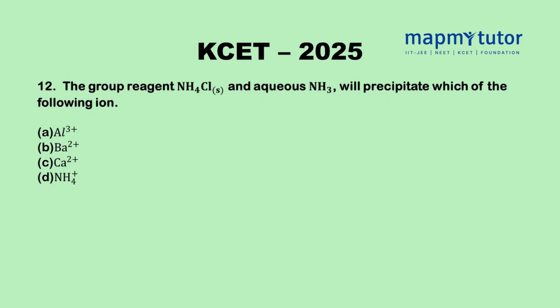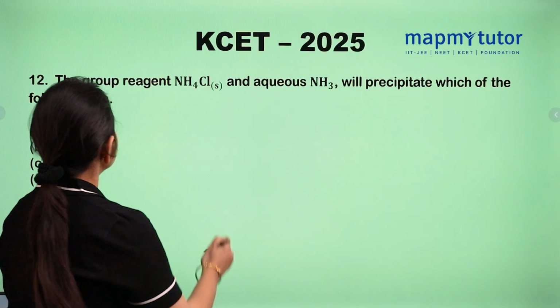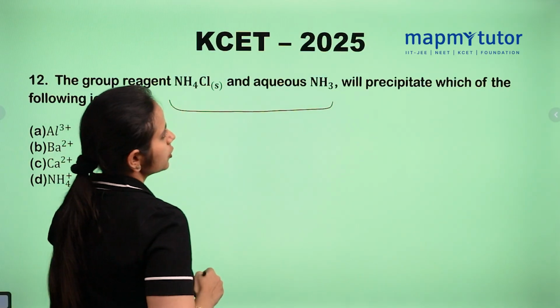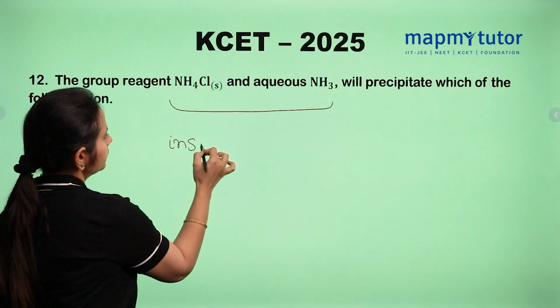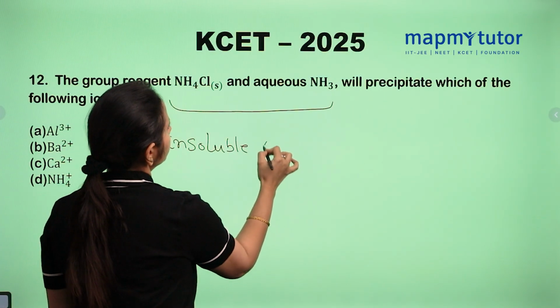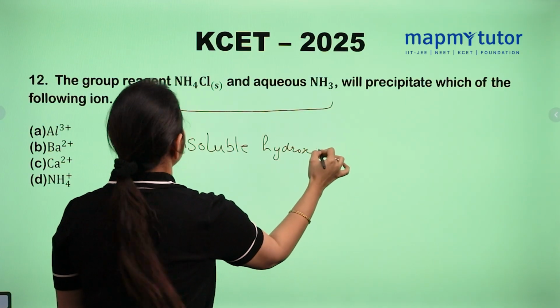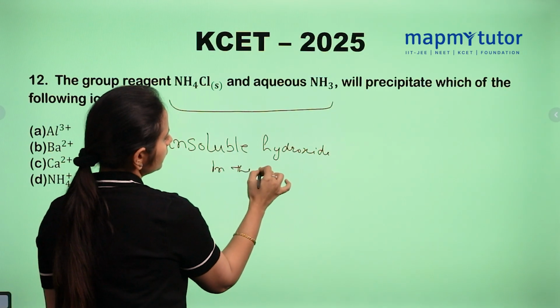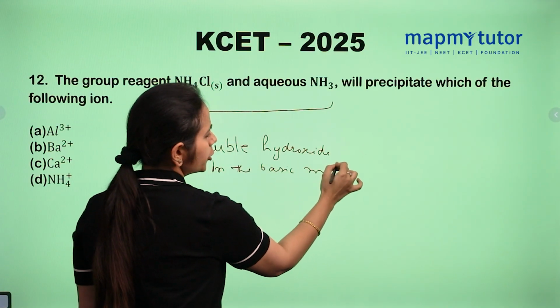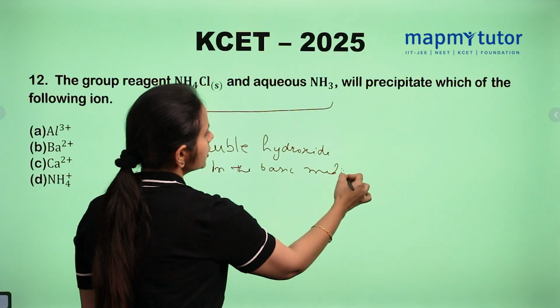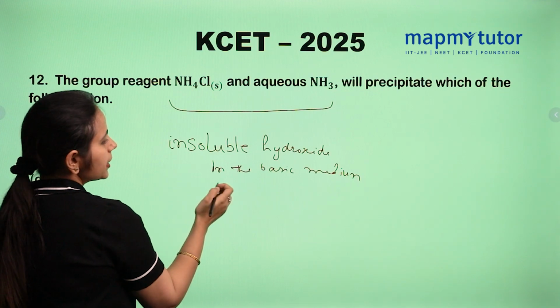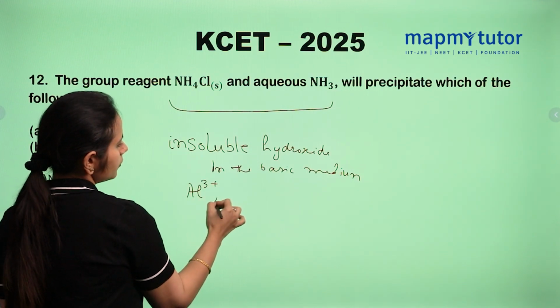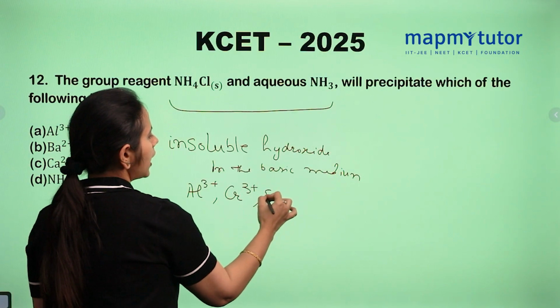The group reagent NH4Cl and aqueous ammonia will precipitate which of the following ions? This is known as the group reagent NH4Cl and aqueous ammonia, and they will usually precipitate insoluble hydroxides in the basic medium. This is a theoretical question. You should write this in your notebook: this group reagent precipitates insoluble hydroxides in the basic medium for aluminium 3 positive, chromium 3 positive, and iron 3 positive.